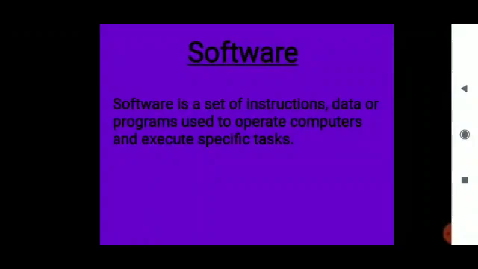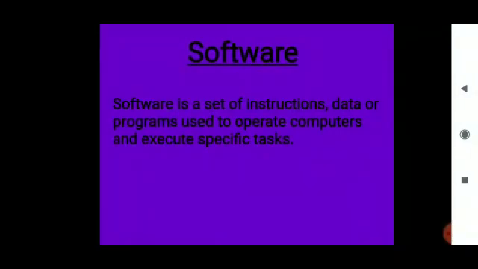Now the next thing, parts of the hardware: input devices, output devices, and storage devices. Number one, input devices are used to give instructions to the computer. Output devices are used to give the result of the instructions we have given to the computer. Number three, storage devices are used to store the data. Now come to the software part.